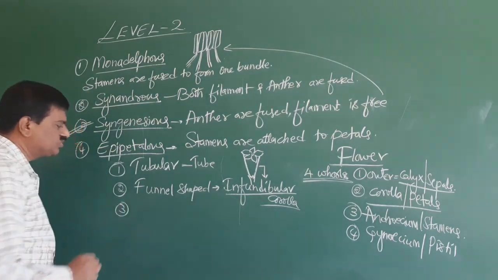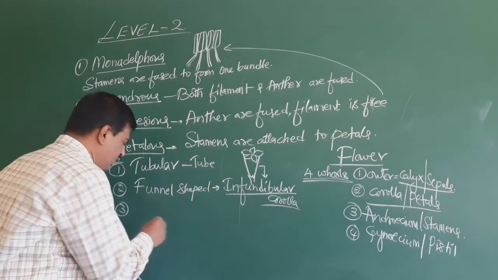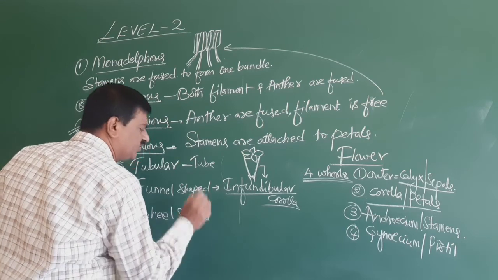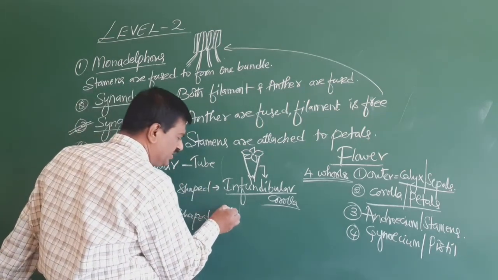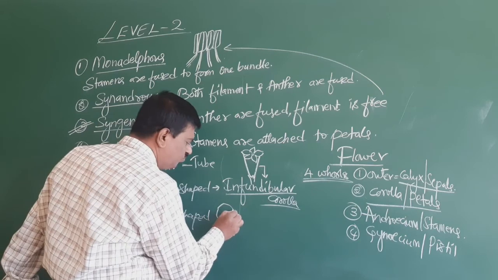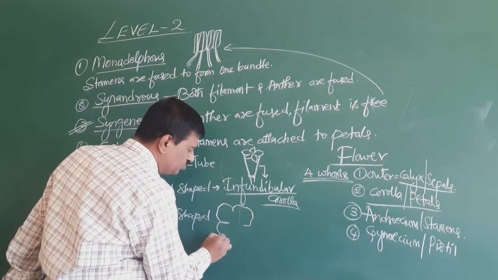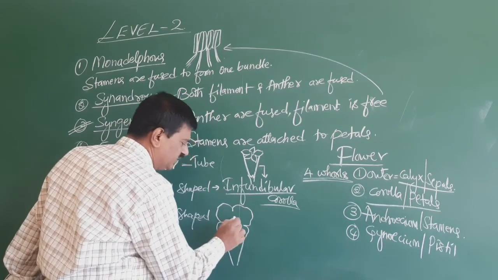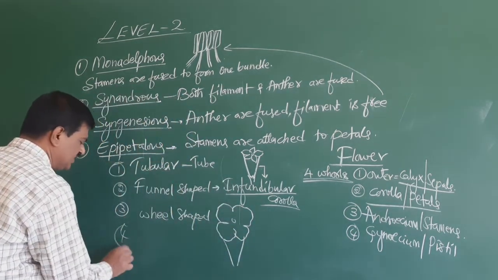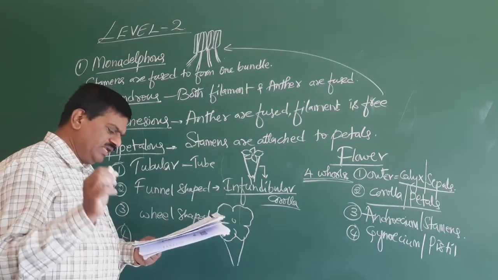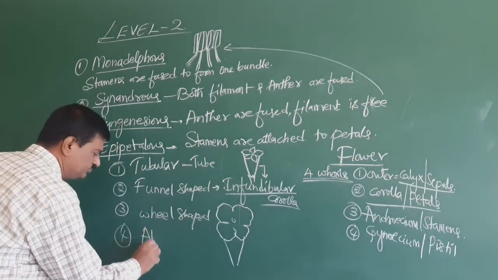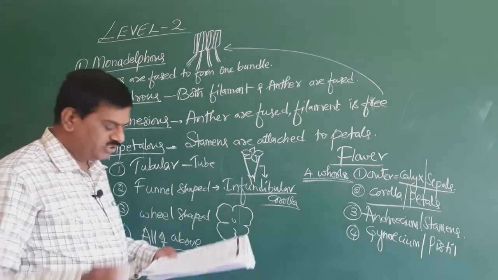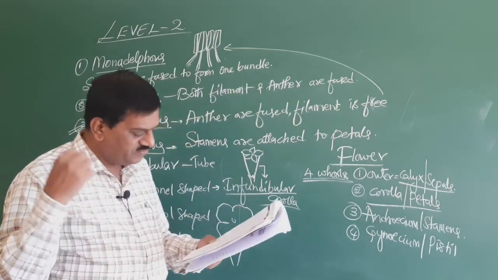And the third one is wheel shaped. Wheel shaped corolla you can see in Vinca rosea. Here the corolla has 5 petals and looks like a wheel. It has been fused and tube like. It is called wheel shaped corolla. And the last one is all of the above.